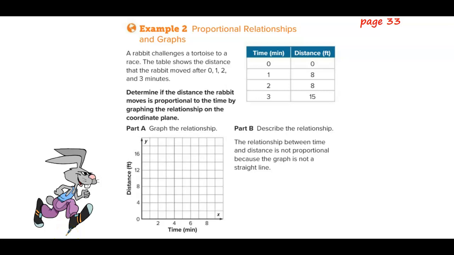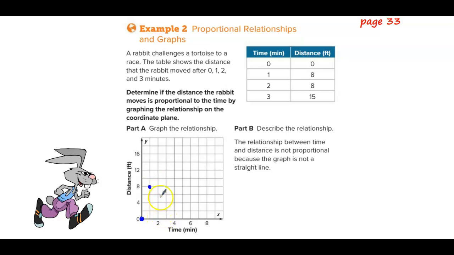On page 33, we go back to the tortoise and the hare. A rabbit challenges a tortoise to a race. The table shows the distance that the rabbit moved after 0, 1, 2, and 3 minutes. Again, they want you to determine if this is proportional by graphing these points. So at the 0 minute marker, the rabbit has traveled 0 feet. After 1 minute, the rabbit has traveled 8 feet, which isn't very impressive considering he's a rabbit. I can go 8 feet in 1 minute.